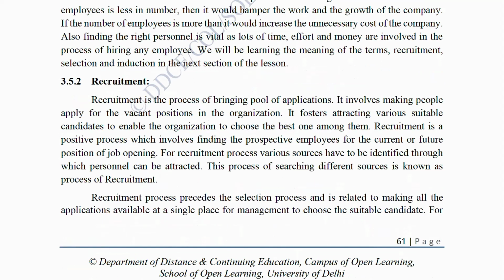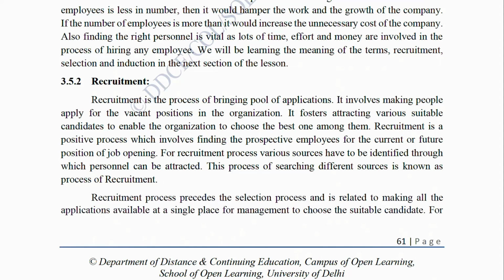3.5.2, Recruitment. Recruitment is the process of bringing a pool of applications. It involves making people apply for the vacant positions in the organization. It fosters attracting various suitable candidates to enable the organization to choose the best one among them. Recruitment is a positive process which involves finding the prospective employees for the current or future position of job opening. For the recruitment process, various sources have to be identified through which personnel can be attracted. This process of searching different sources is known as the process of recruitment.